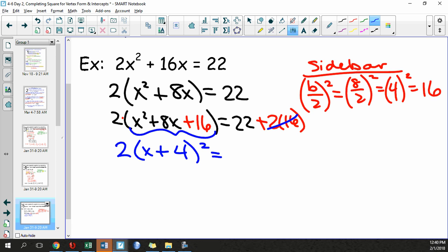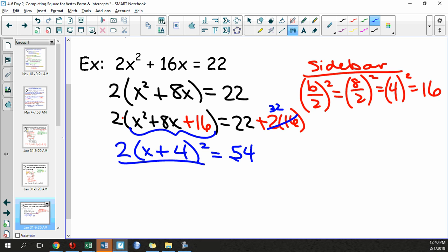2 times 16 is 32, and what is 32 plus 22? 54. Now, what is your goal? What did the directions say to do? To find the x-intercept. So I have to solve for x. So what do? Divide by 2.